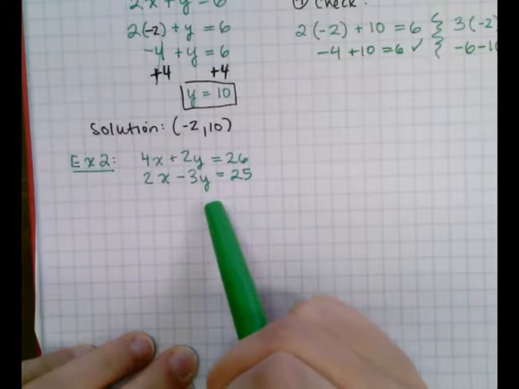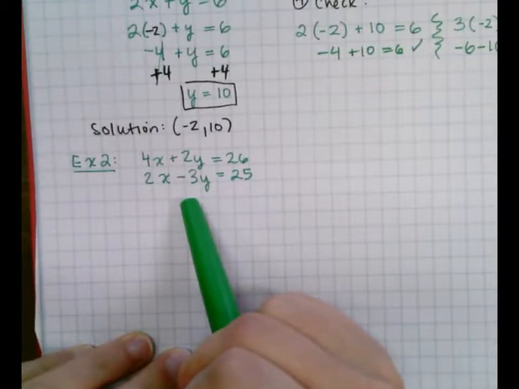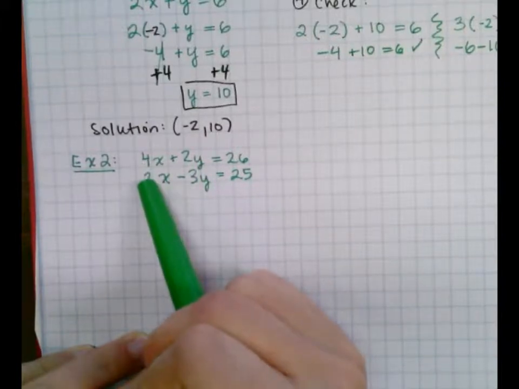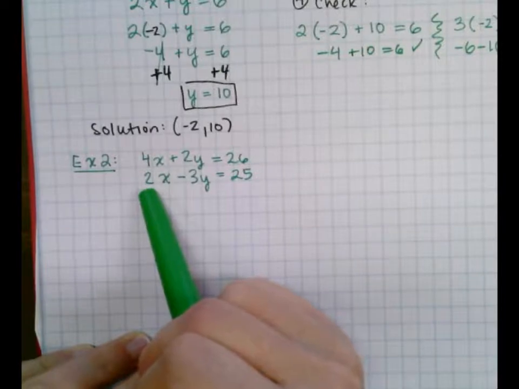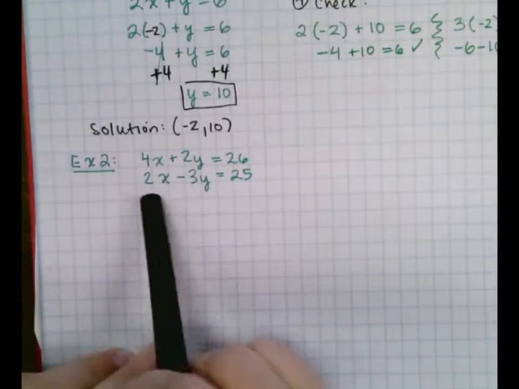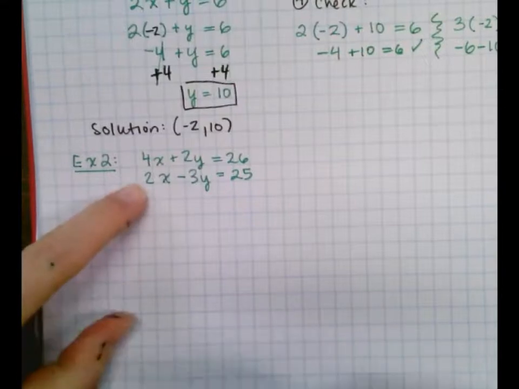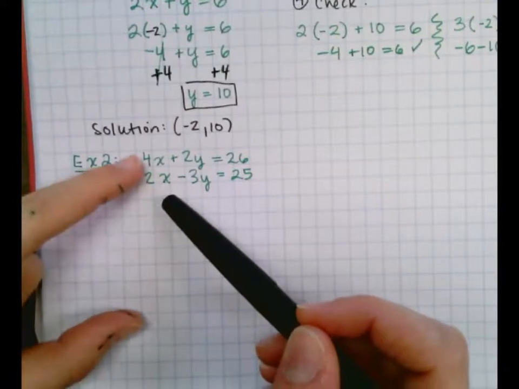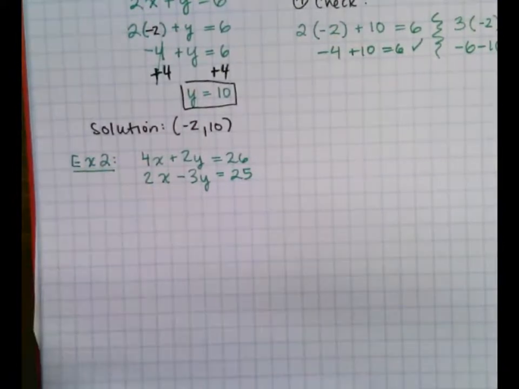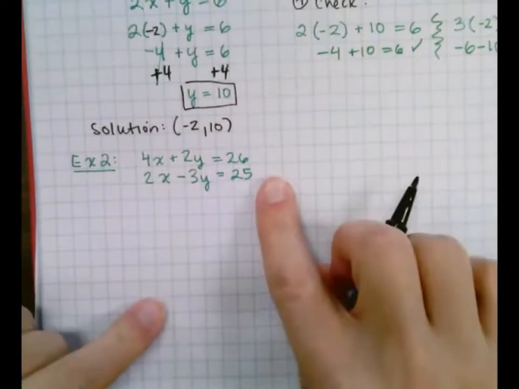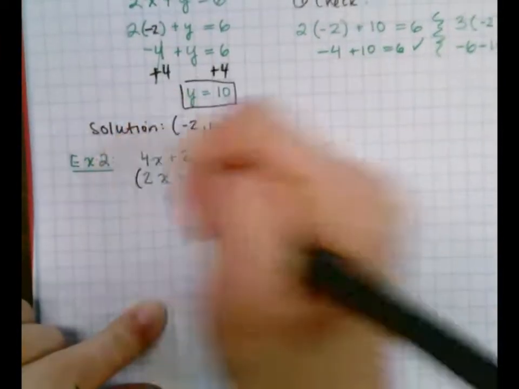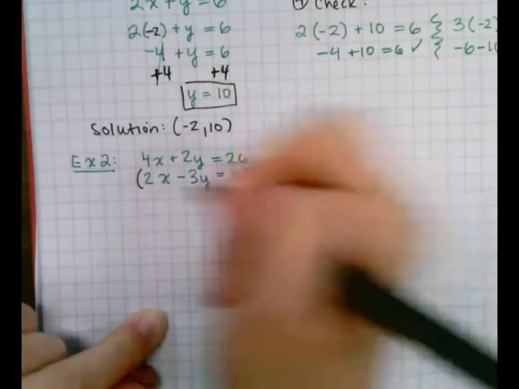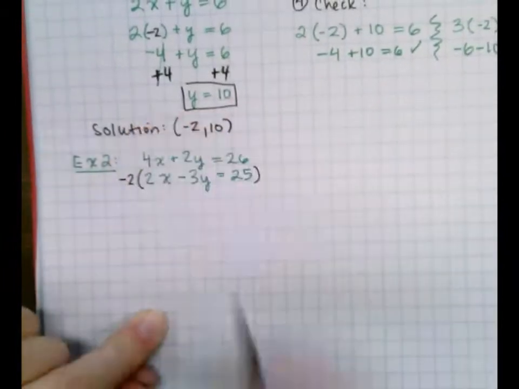So in this example, there's something you need to do before you add in order to get one of your variables to have the same coefficient but opposite signs. That way they would cancel when you add. What I notice here is that I could multiply 2x by, say, negative 2. That would give me a negative 4x, which if I added with positive 4x, would cancel. So in this one, the first step is not going to be to add like we did before. It's going to be to multiply one of the equations by something that will get our variable to cancel. Okay, and here what I can multiply by is negative 2.